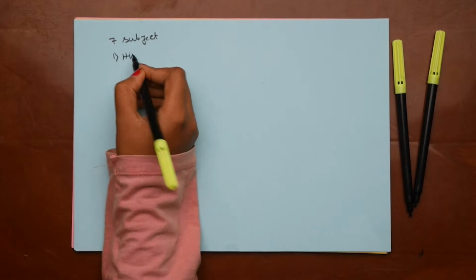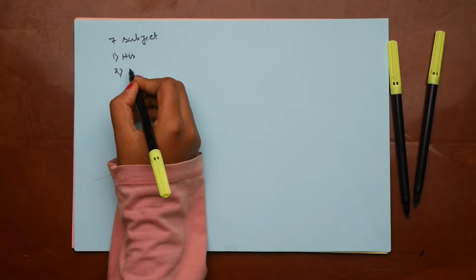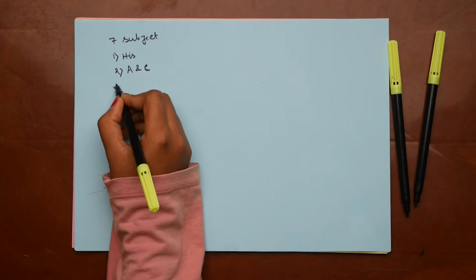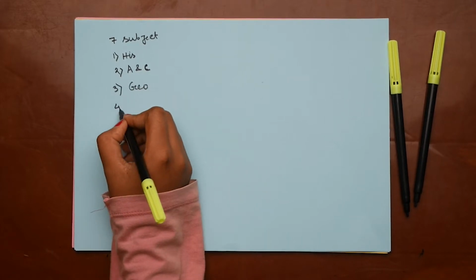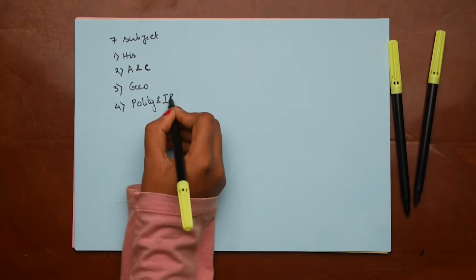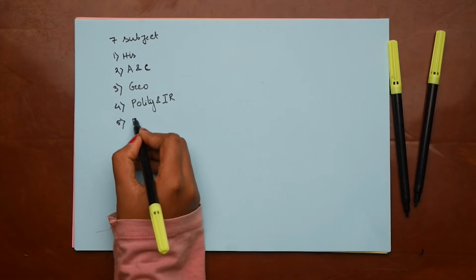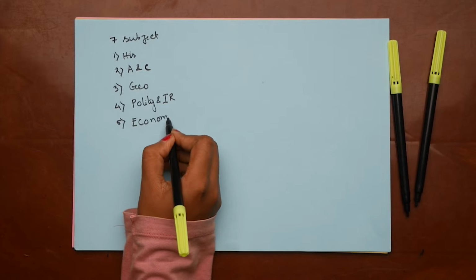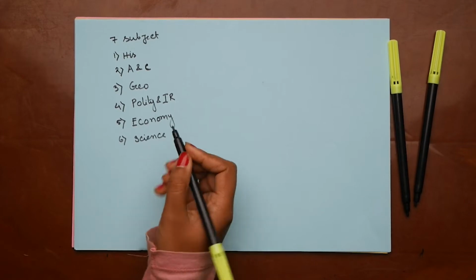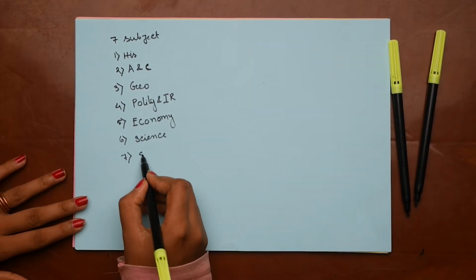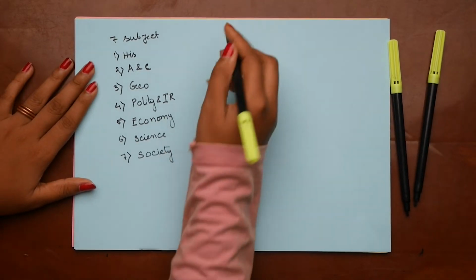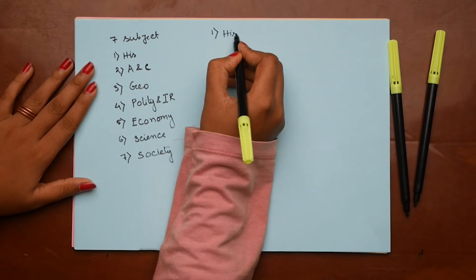History, art and culture, geography, polity and IR, economy, science, and last but not the least, society. Now let's move one by one. Starting with history.